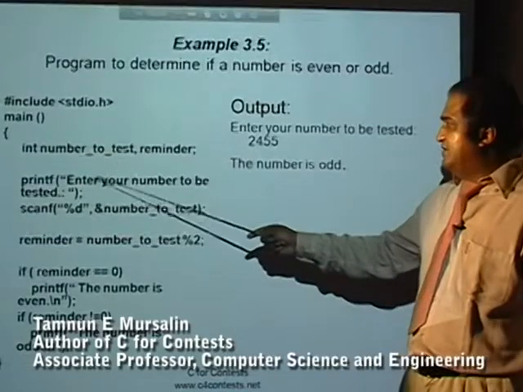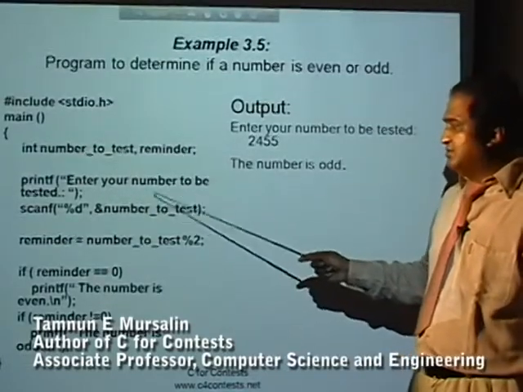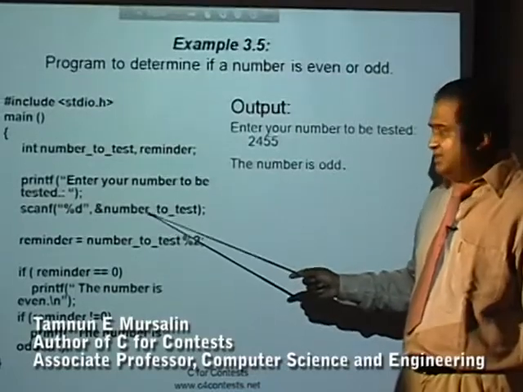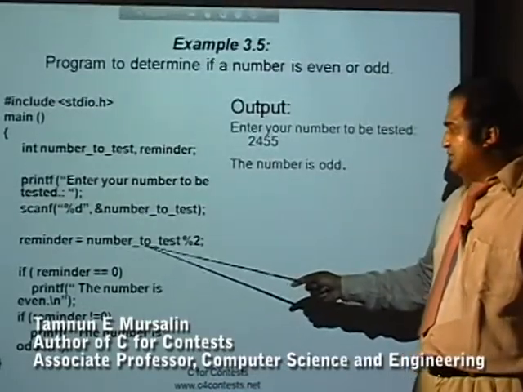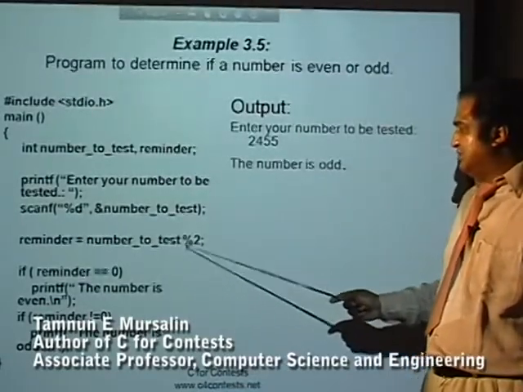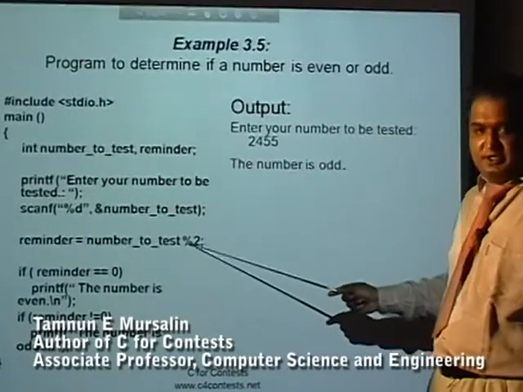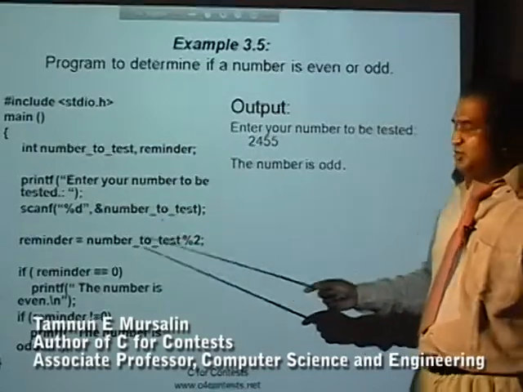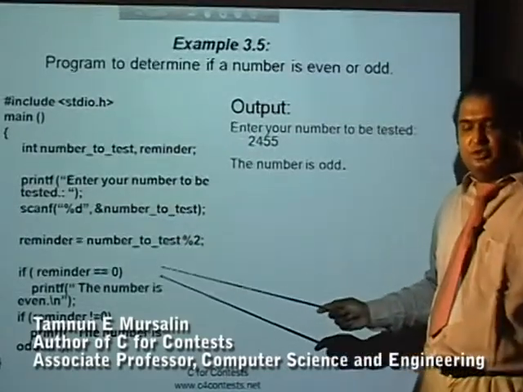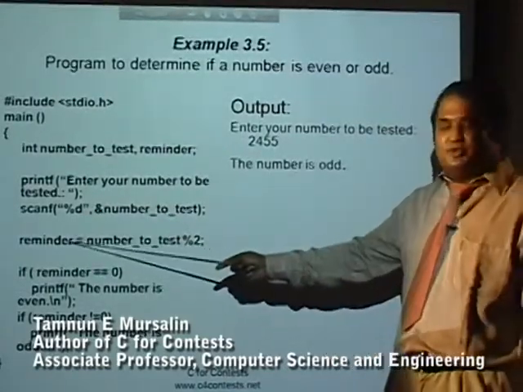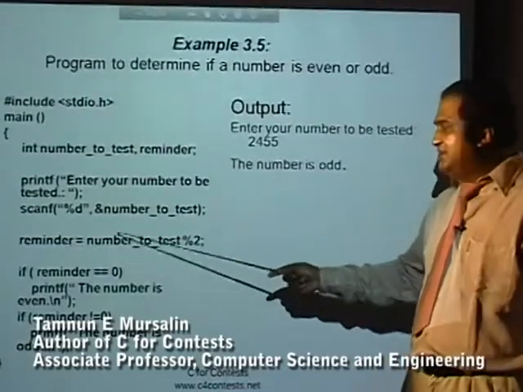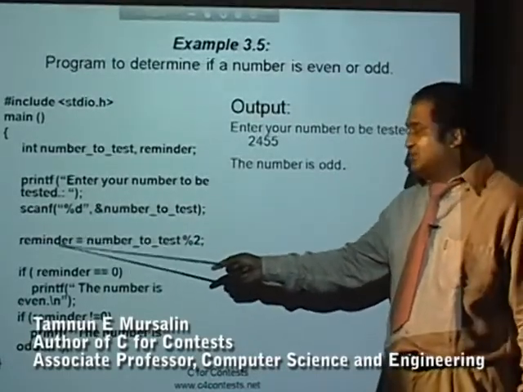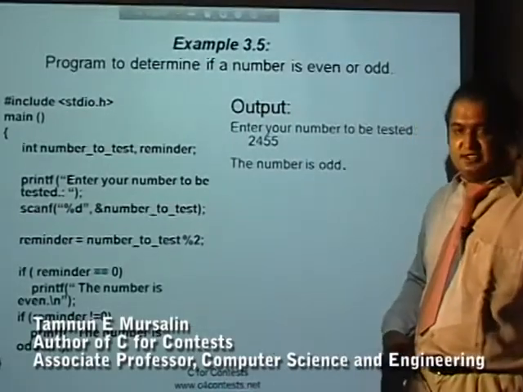So first we enter the number to be tested. Whatever number you are testing, you do a modulus operator on the number to test. That means you find the remainder when dividing by 2. So we know if we divide a number by 2, if the remainder is 0, then it is even. However, if the remainder is 1, it shouldn't be anything else, then we know the number is odd.